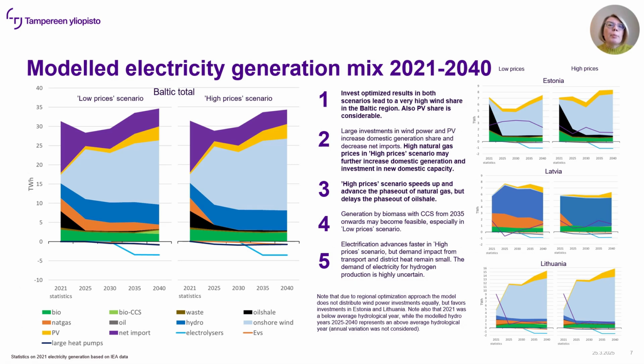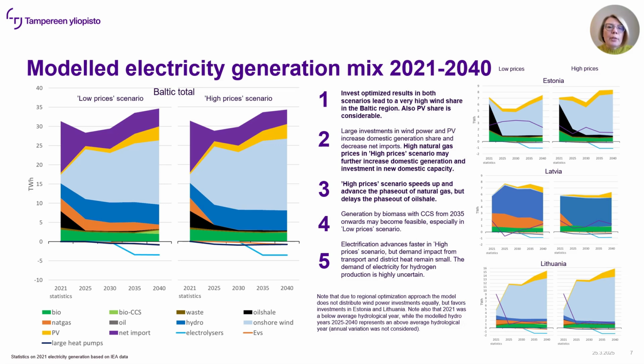This slide represents a major shift in the electricity generation mix up to 2040. Optimized investment in both scenarios results in very high wind share in the Baltic region, with a significant contribution from PV. Large investment in wind and PV reduce reliance on imports and boost domestic electricity production.